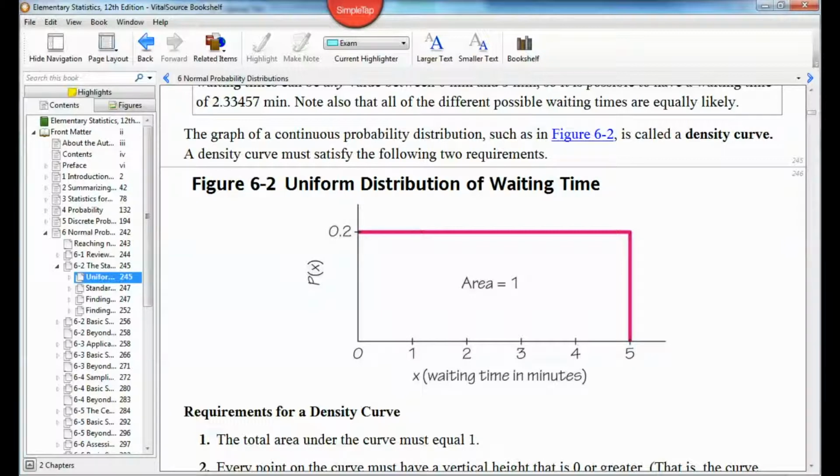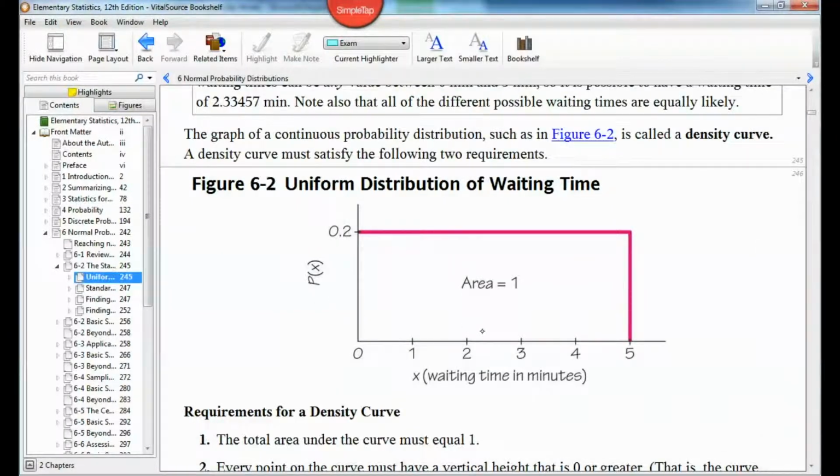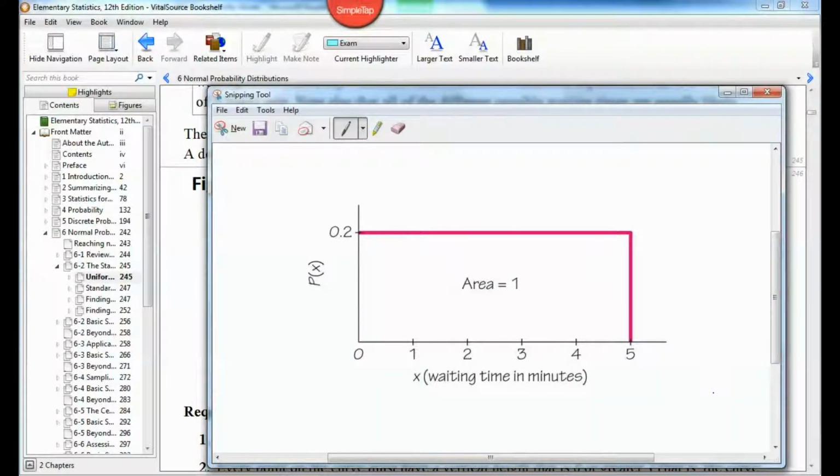So what you could do, if you have a uniform distribution like this, let's say that you wanted to know the probability of waiting 2 minutes or less. It's really neat how you can find that probability just using regular old geometry. If I want to know the probability that my wait time x is less than 2 minutes, then I could make a shape right here.